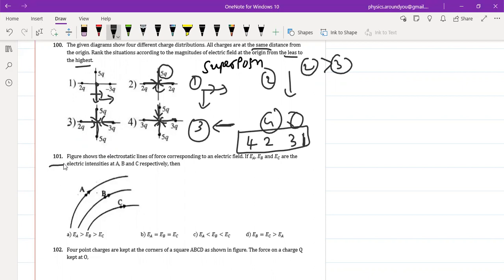Question number 101. It is ambiguous. I agree the distances are not given so properly, but the concept is this. We know that electric field lines, if they are farther apart, then the field is weak.